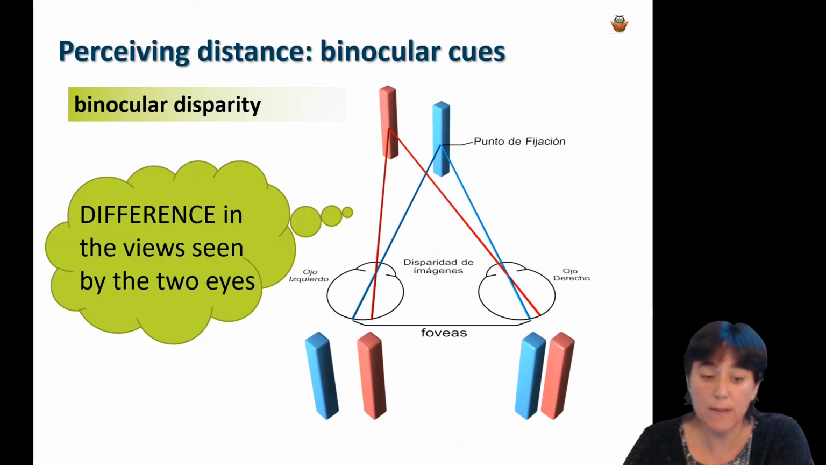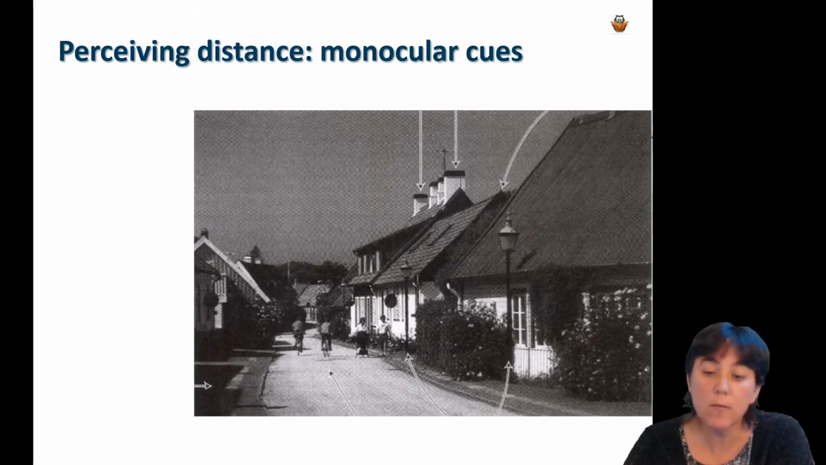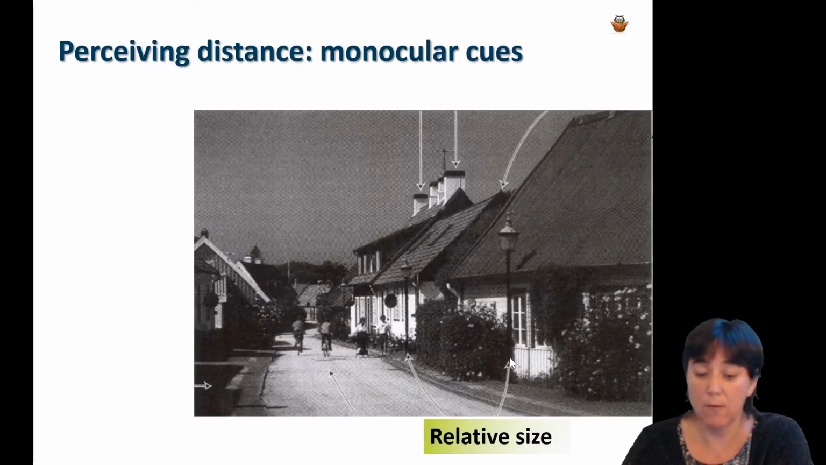An important cue in perceiving depth. But we also have, as I said, monocular cues. What are they? They're very straightforward in this picture. How do we know that these bicyclists are further than, let's see, this lamp post? Well, let's see them one by one. We have relative size. The lamp posts are becoming smaller and smaller.